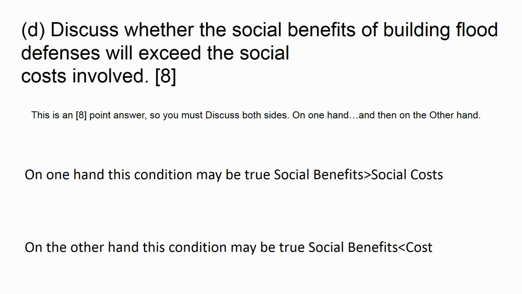All right, so we need two sides of the argument. On one hand, this condition may be true if social benefits are greater than social costs. On the other hand, this condition may not be true if social benefits are smaller than social costs. So we need to talk about the two sides. On one hand, A, on the other hand, B, discussing two sides.